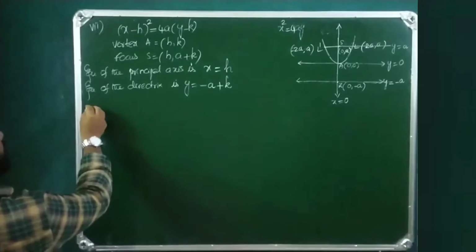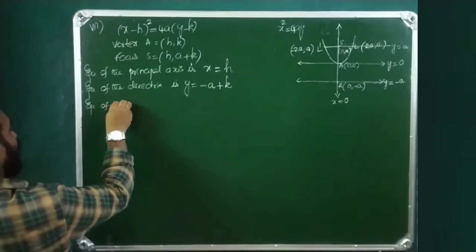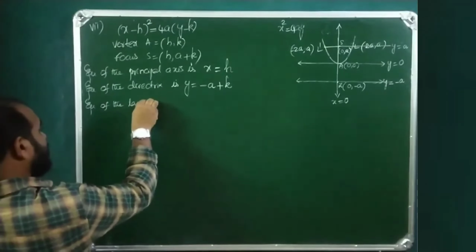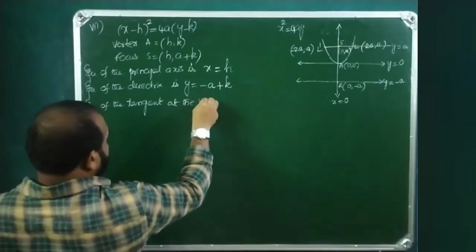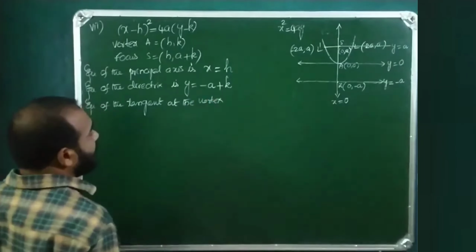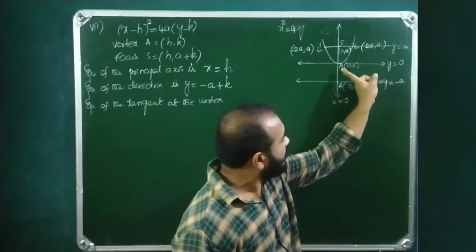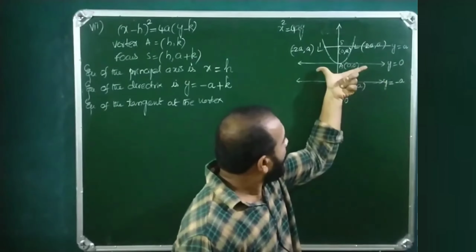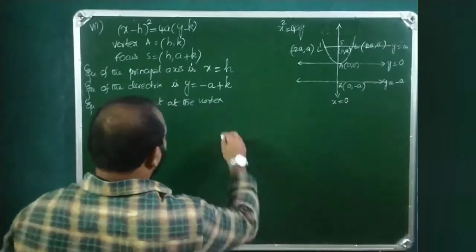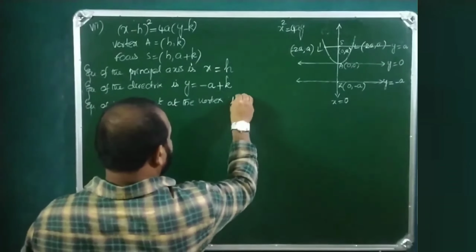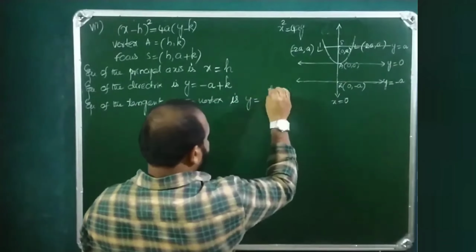Next, the equation of the tangent at the vertex. Earlier, this was the equation of the tangent at the vertex 0 0. This is the x-axis, and the x-axis equation is y equals 0. Here y equals 0 plus k.